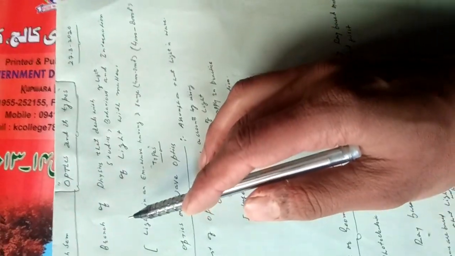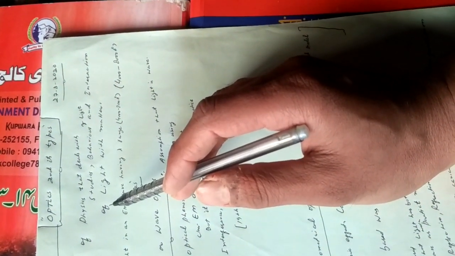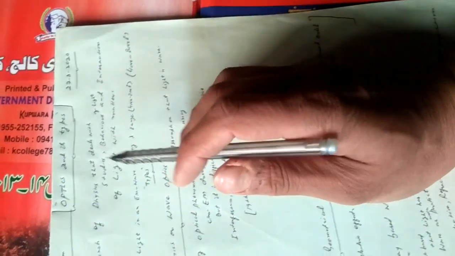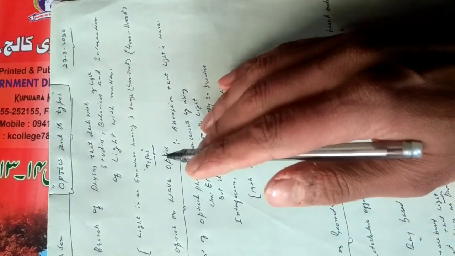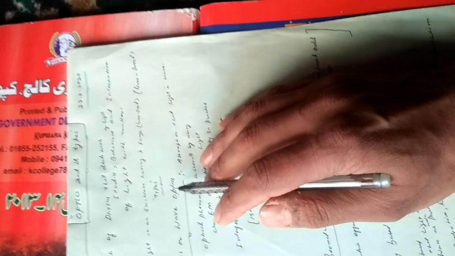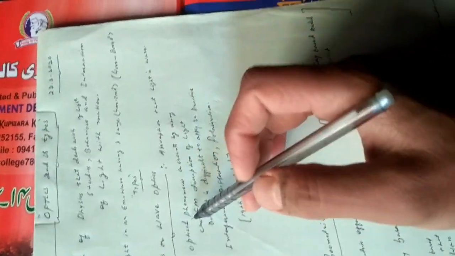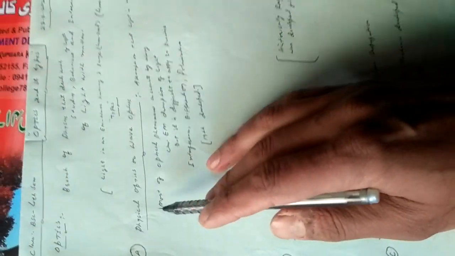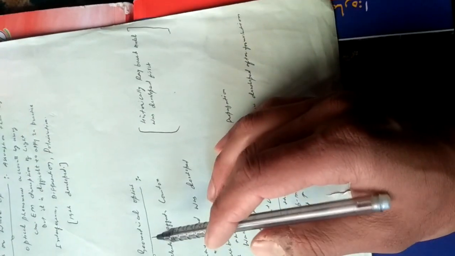Now, in other words, I can define optics as a branch of physics which describes the properties of infrared rays, ultraviolet rays, and visible light, because all these waves possess the same characteristic property as that of light. Now, there are broadly two types of optics: physical optics, which is also called wave optics, and the second one is ray optics, which is also called geometrical optics.